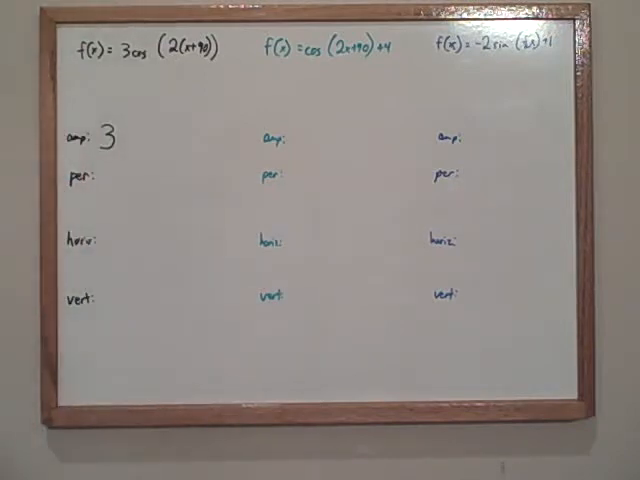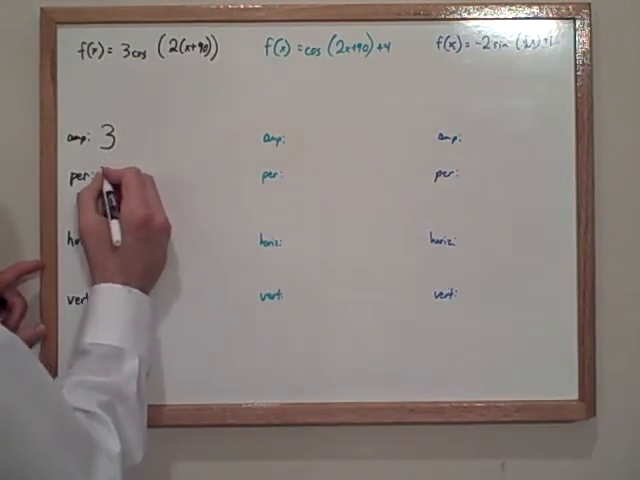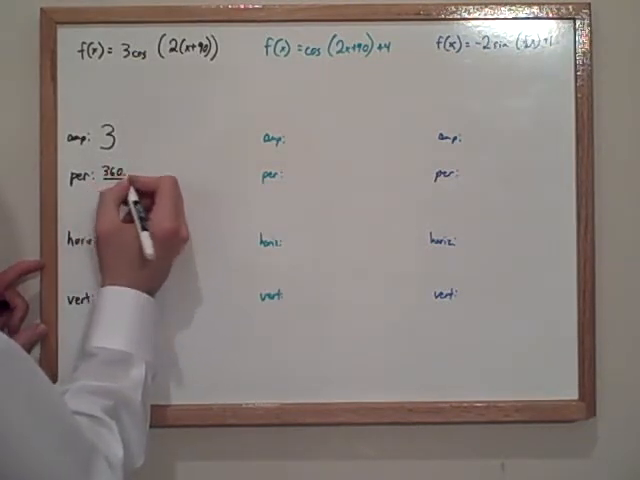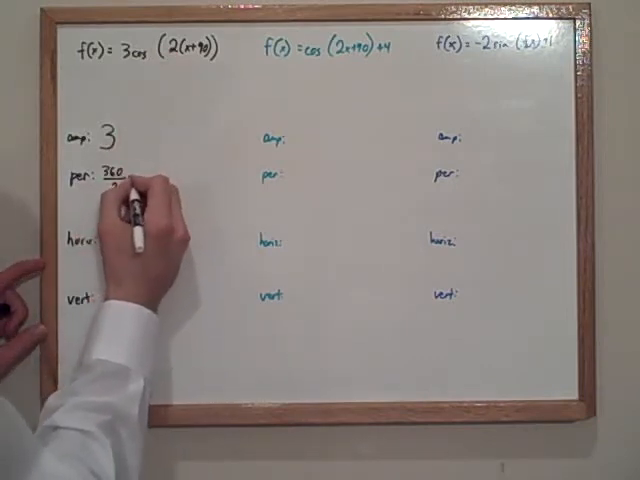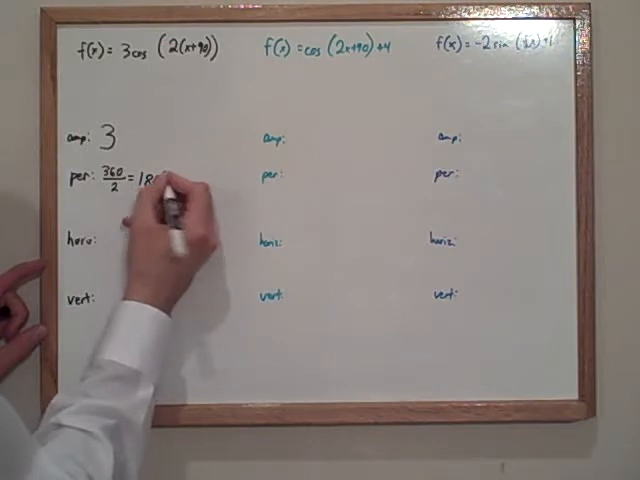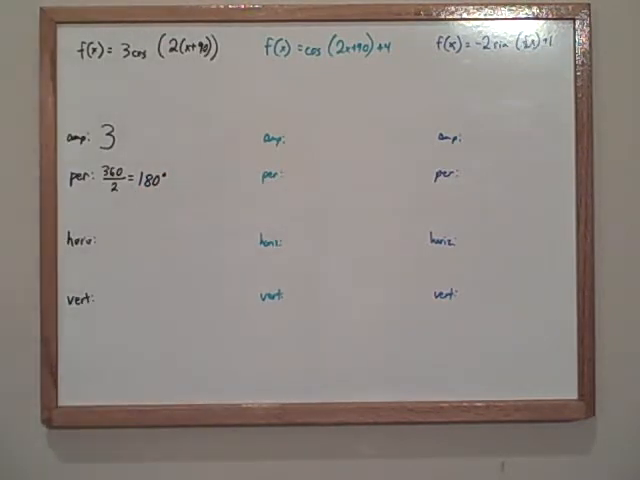Okay, the period, we're going to go based on the assumption that this is in degrees. So the period is always going to be 360 divided by that number right there. So 180 degree period. Basically, within 180 degrees, we would graph a complete cycle.